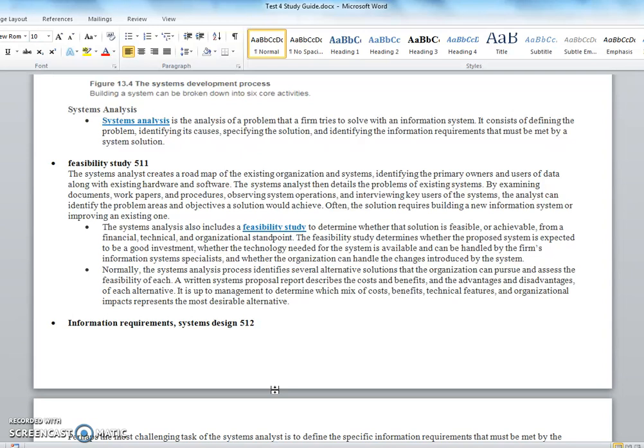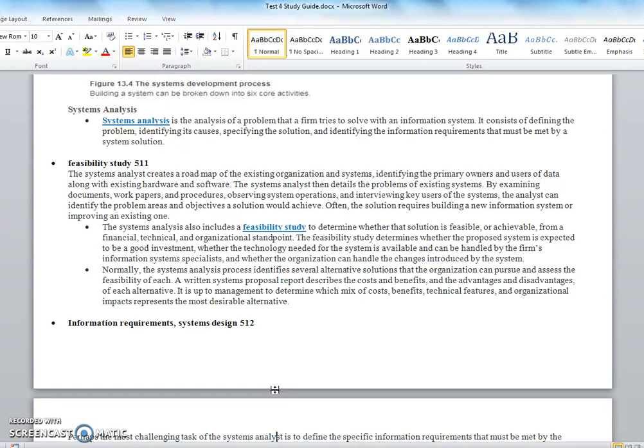Normally, the systems analysis process identifies several alternative solutions that the organization can pursue, and assesses the feasibility of each. A written systems proposal report describes the costs and benefits and advantages and disadvantages of each alternative. It is up to management to determine which mix of costs, benefits, technical features, and organizational impacts represents the most desirable alternative. So, information requirements and systems design.